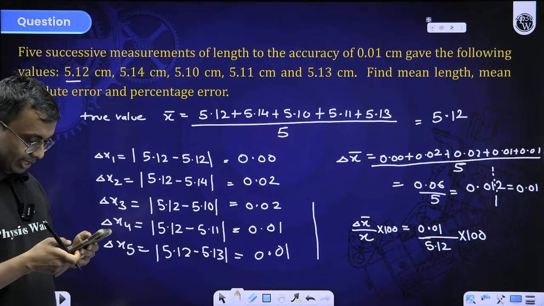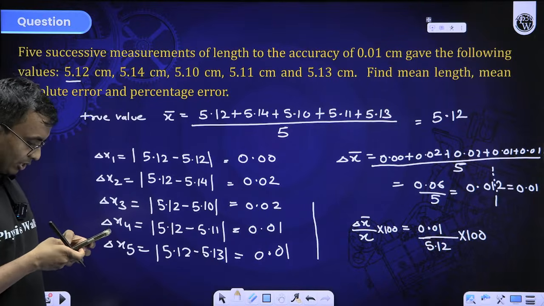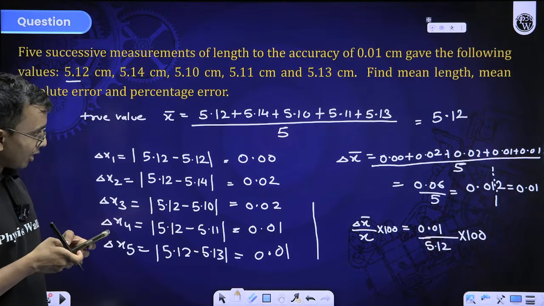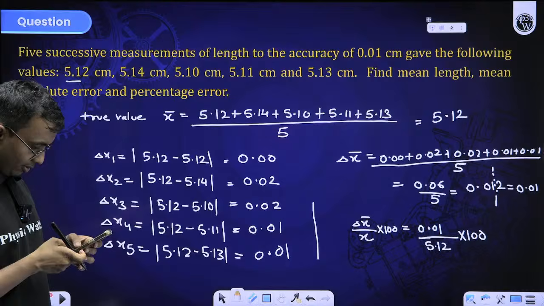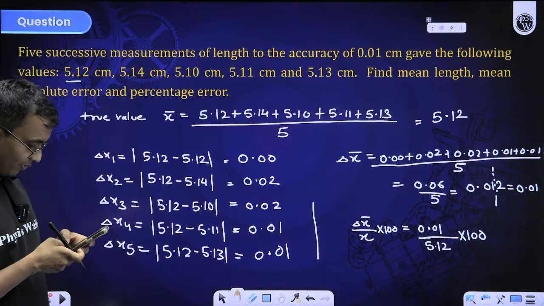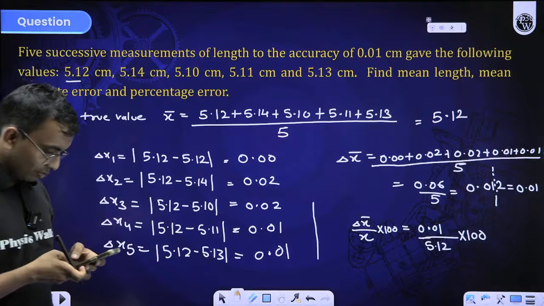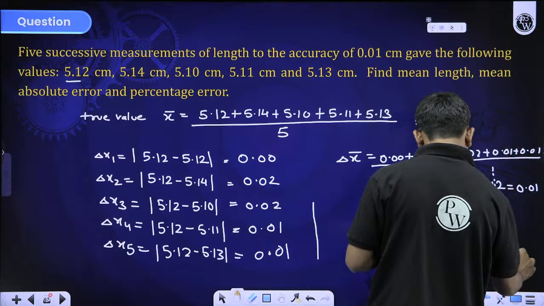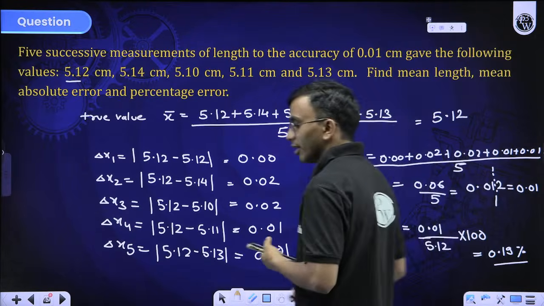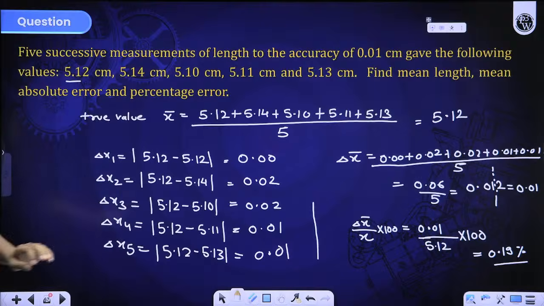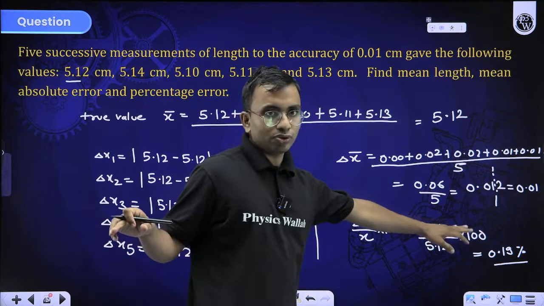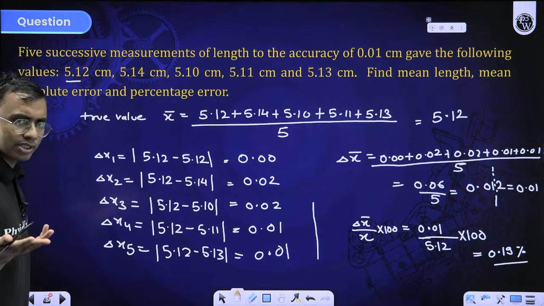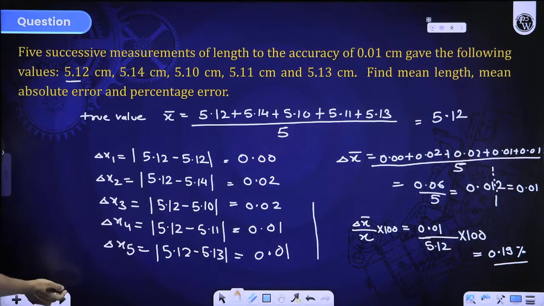I hope you are getting it. So how much is it? 0.01 into 100, divided by 5.12. So this comes out to be 0.19, 0.19%. So this is our answer. This much is the percentage error in this quantity. So these steps you have to learn. You can do 3-4 questions at least from any of the standard book. You'll learn these steps quickly.